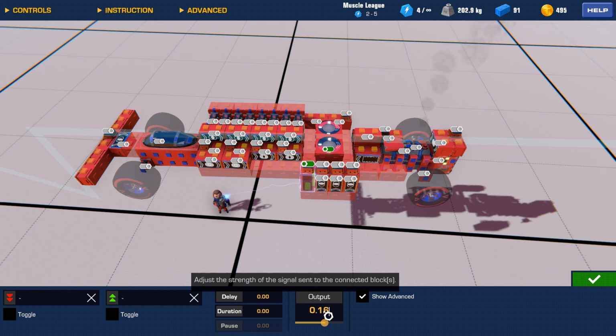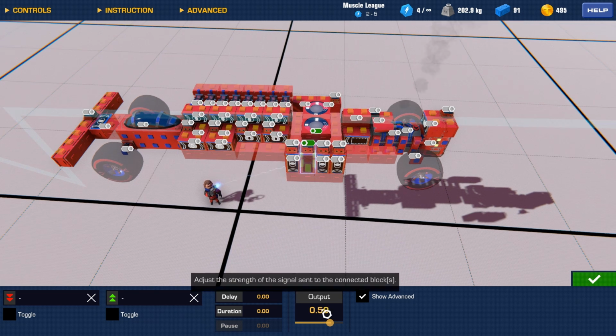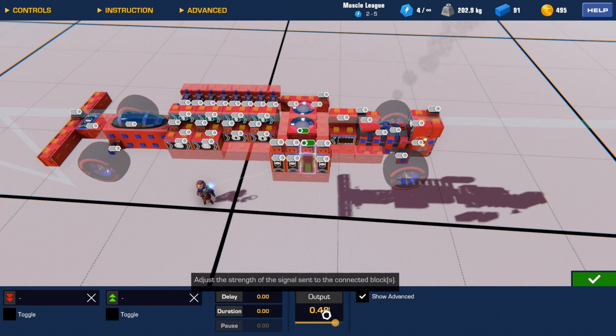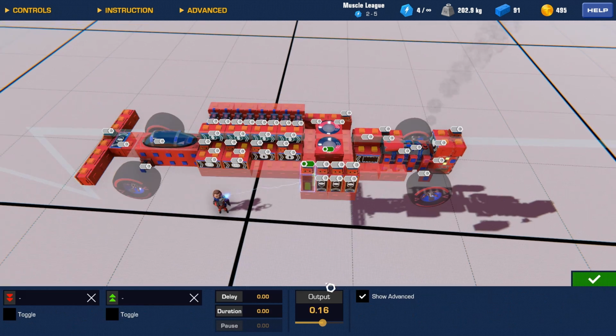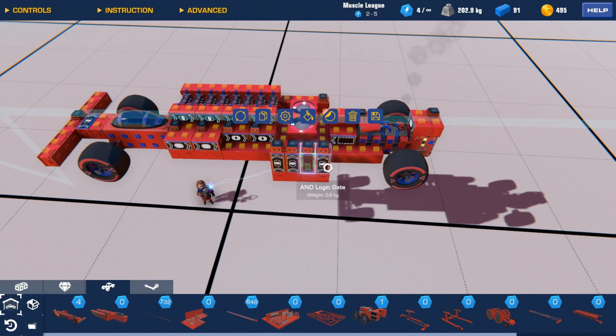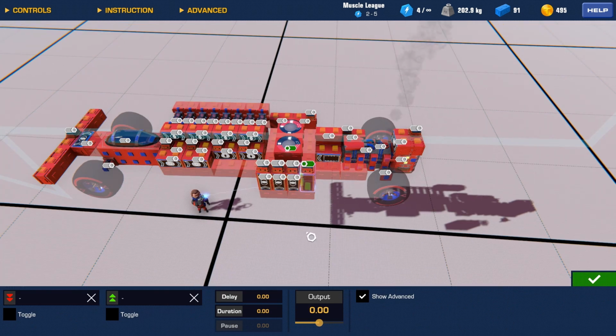Times 2, this one would be 0.32. Times 3, this one should be 0.48. Hold on, that's the internal angle, not the external one. Okay, I messed up. So 360 divided by 3 is 120. 120 divided by 360, okay, now it makes more sense. This should be 0.33. This should be 0.66. And this one should be 0.99. And this one should just not be.